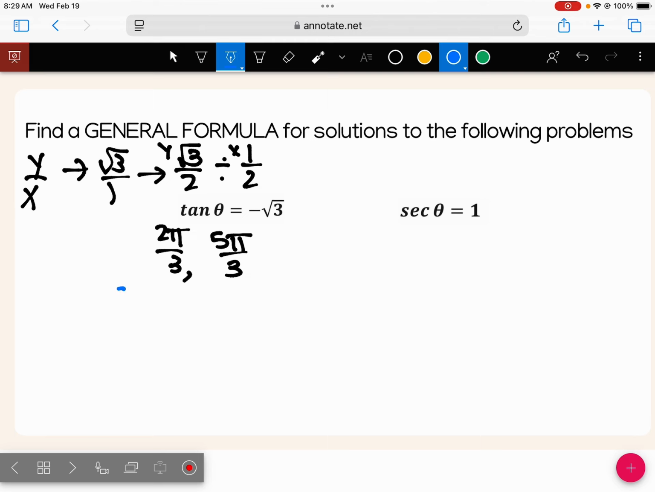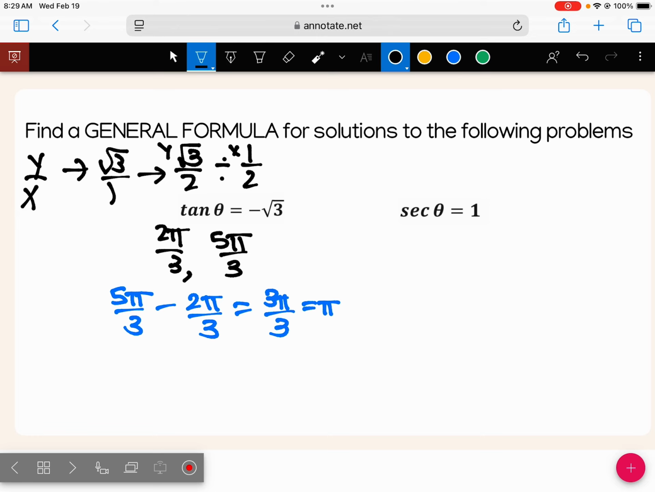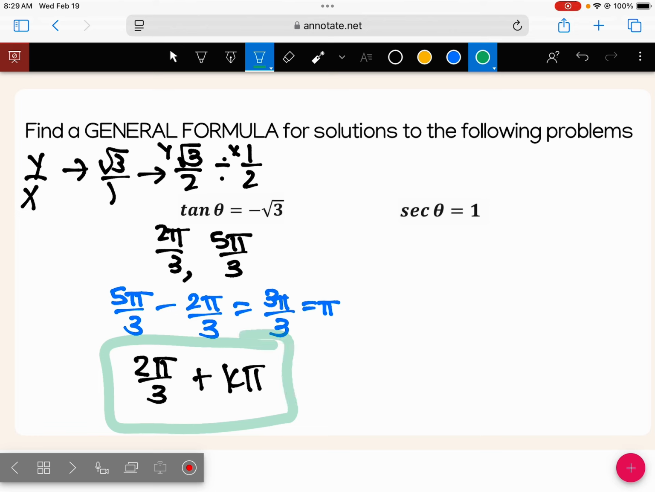So now we go and we see, do we have a distance of pi? 5 pi/3 minus 2 pi/3 is 3 pi/3. That is pi. Hurrah! So we get to write it. Again, we use this first angle here, and we will write it 2 pi/3 plus, nope, not 2, plus k pi. And that's that.